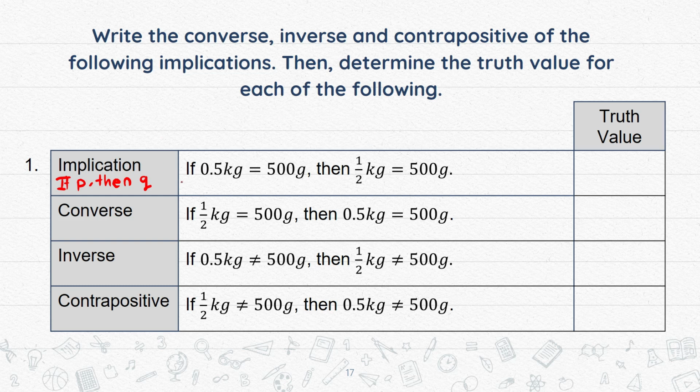From this statement, 0.5 kilogram equal to 500 gram is the antecedent, P. Then 1/2 kilogram equal to 500 gram is the consequent, which is Q. Now we take a look one by one. First, we determine the truth value for the antecedent. 0.5 kilogram equal to 500 gram. Is this true or false?